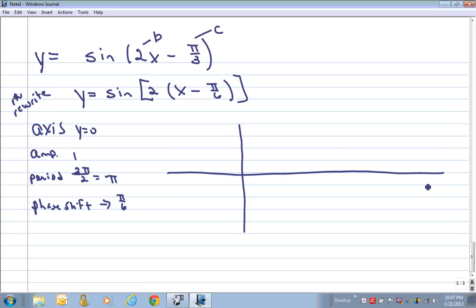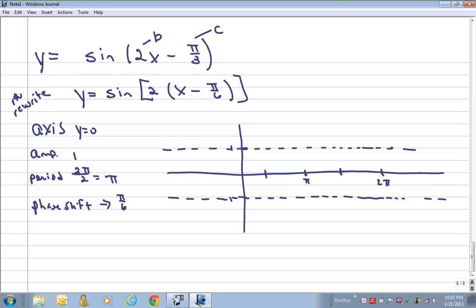So our axis stays 0, our amplitude stays 1. Our period is only going to be a distance of pi. I'm going to go ahead and put our original key values on here. There's pi over 2. There's pi. 3 pi over 2. 2 pi. Okay, those were our original values.